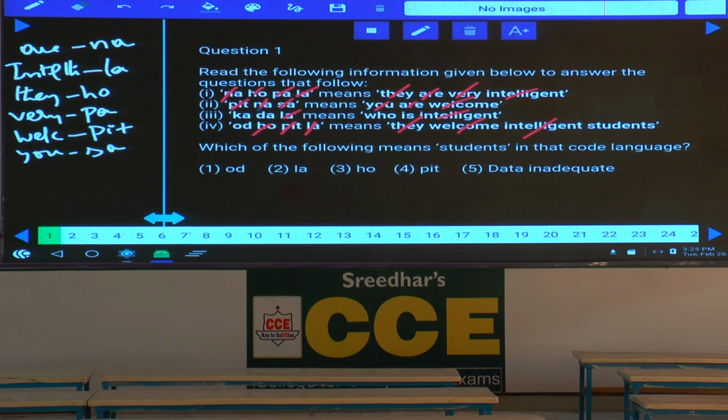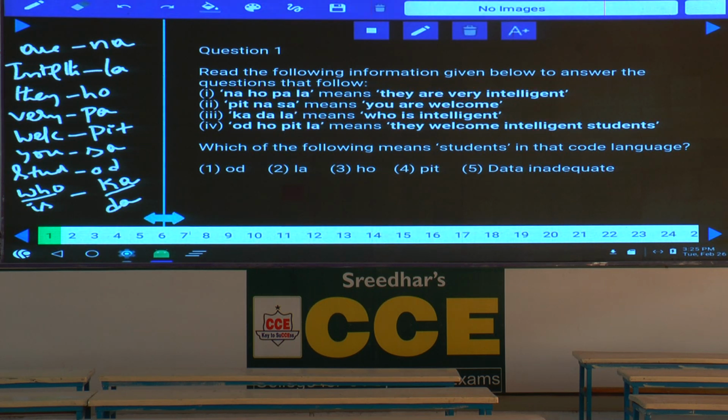Next one, who and is. Now who and is are nowhere repeated, hence two codes will be there. And to this word students, what is the code here? Students is ODA. Now these two words, who and is, were not repeated in any of the remaining statements, and the code can be either KA or DA. Now these are the words and their corresponding codes.